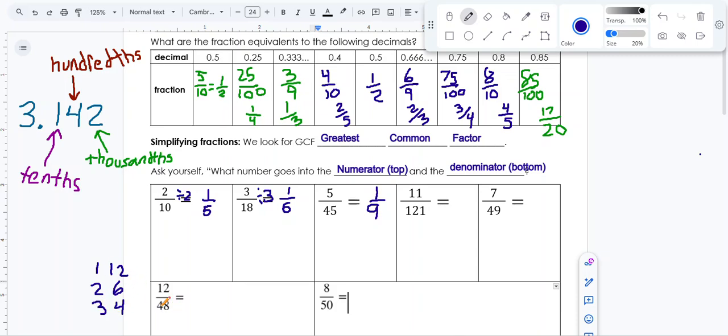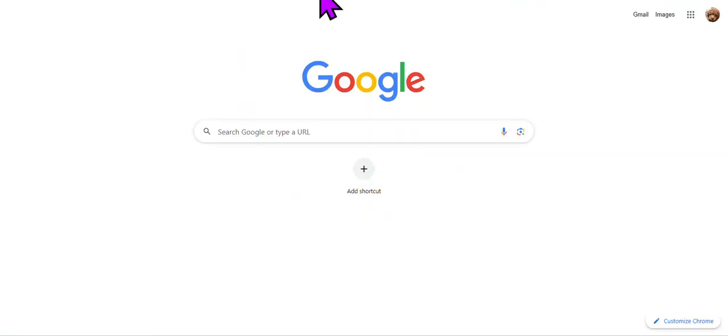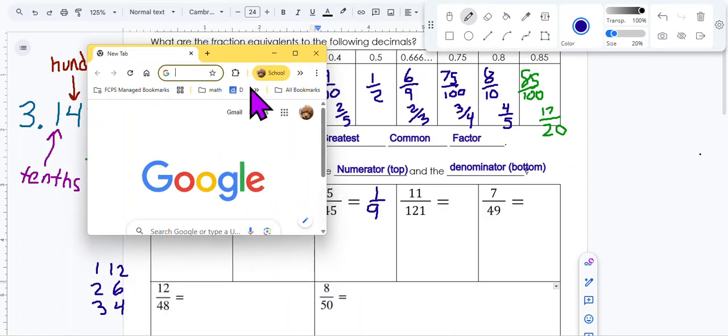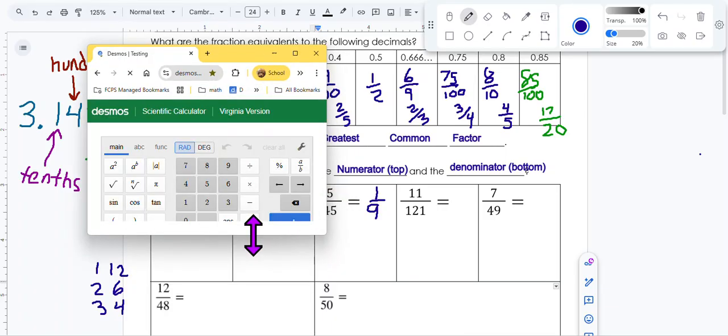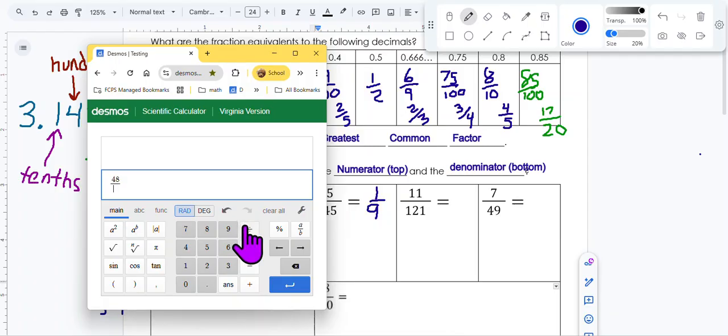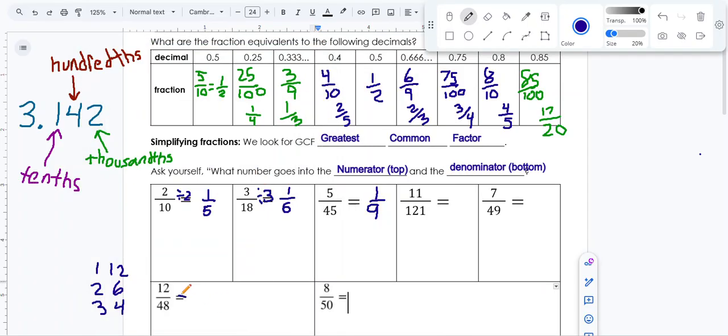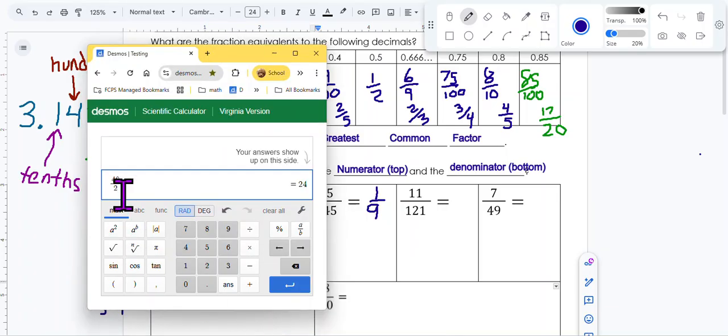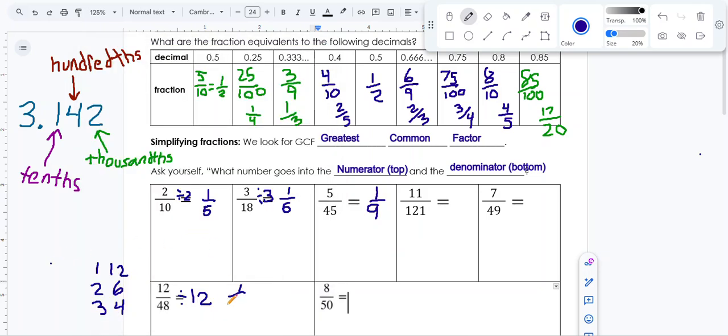So what's the biggest factor that I have in common with 48? Well, can 12 go into 48? Let's see here. We can always check that first, the biggest one first. So let's go open up our calculator here. Let's see, 48 divided by 12. That works. I get 4, right? So I'm going to divide these by 12. 12 divided by 12 is 1. 48 divided by 12 is, oh, I put 2. 48 divided by 12 is 4. I thought that sounded funny. So this will be 1/4. Okay?